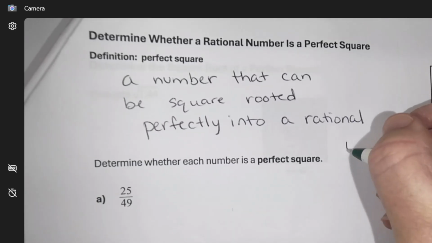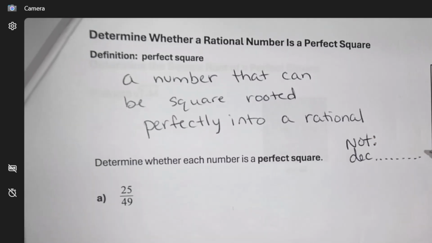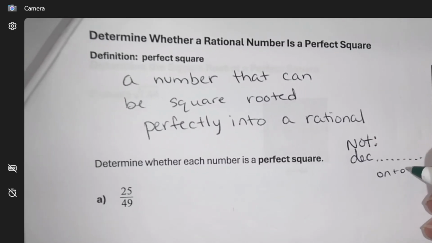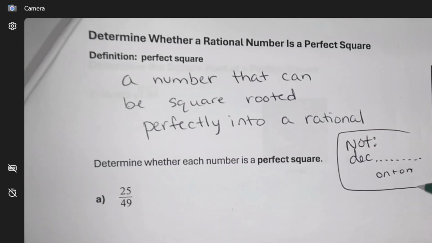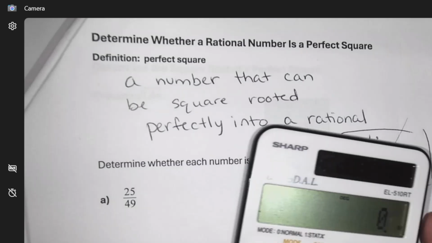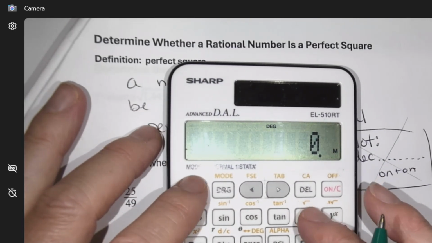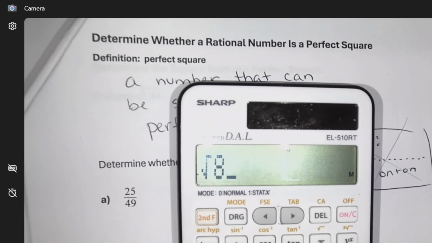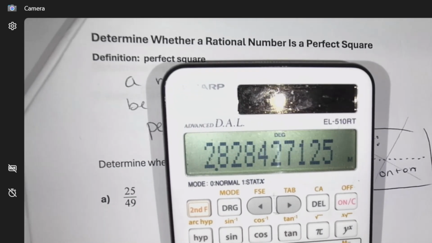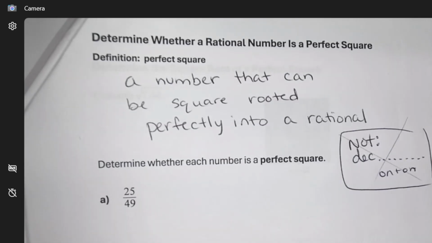What's not perfect? It would be a decimal that would go on and on. Okay, so the opposite is decimals that would go on and on and on. So for example, the number 8, that's not perfect. If I were to square root 8, it's going to go on and on and on. So that's not a perfect square.